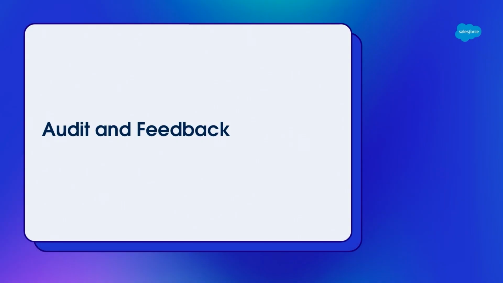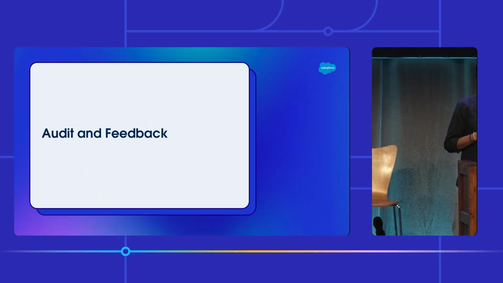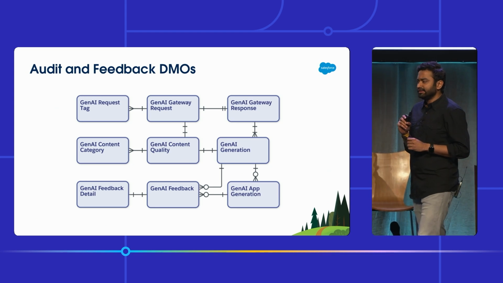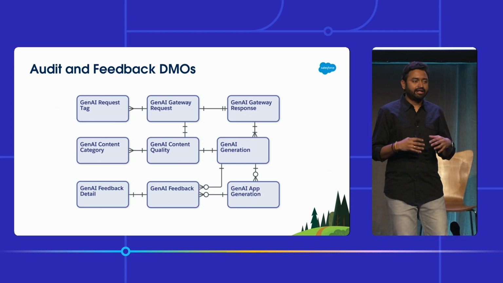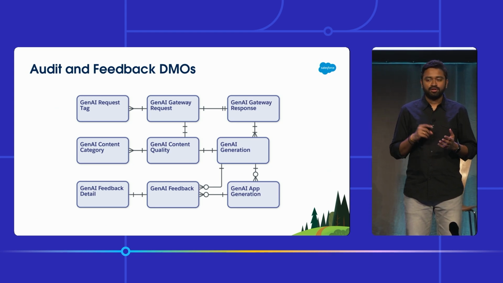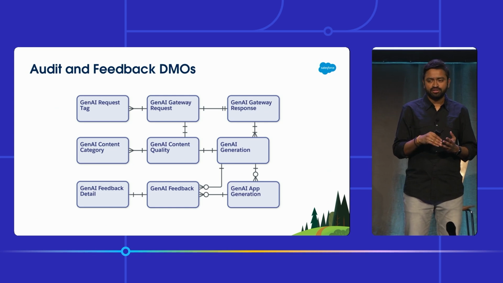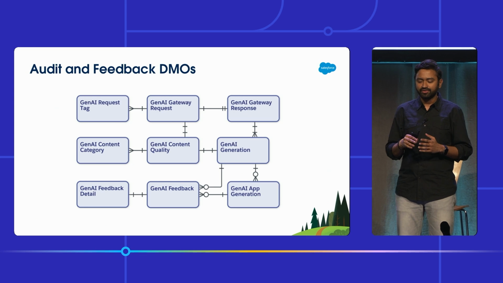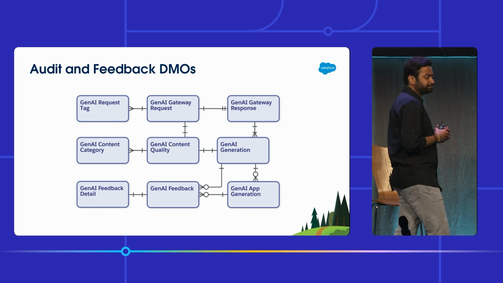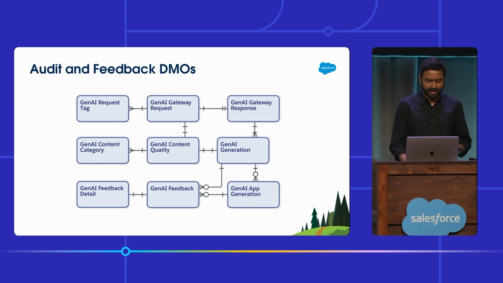Finally, moving on to the final topic of today, which is audit and feedback. There are a bunch of different data model objects in Data Cloud that support auditing. Like I mentioned, every single operation that happens in Data Cloud or in Agentforce or generative AI is audited, and all of these DMOs are there in the background.